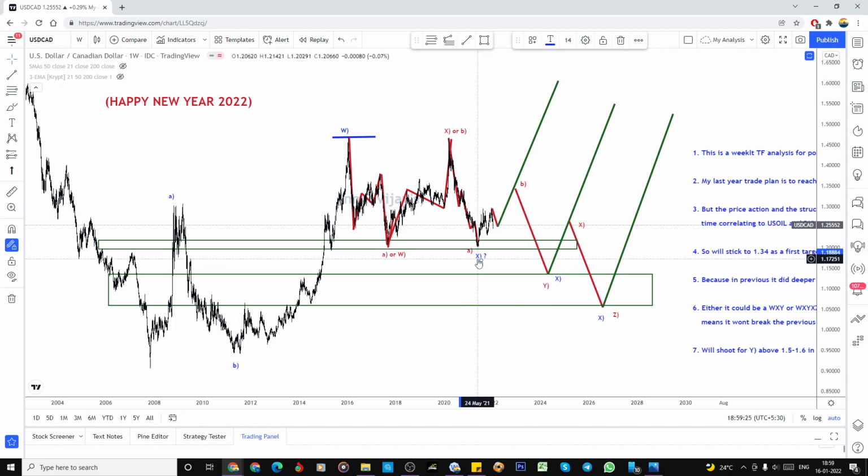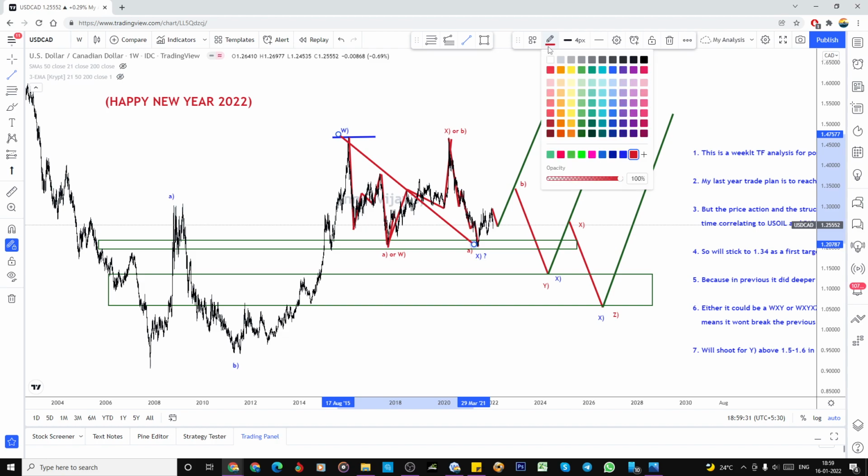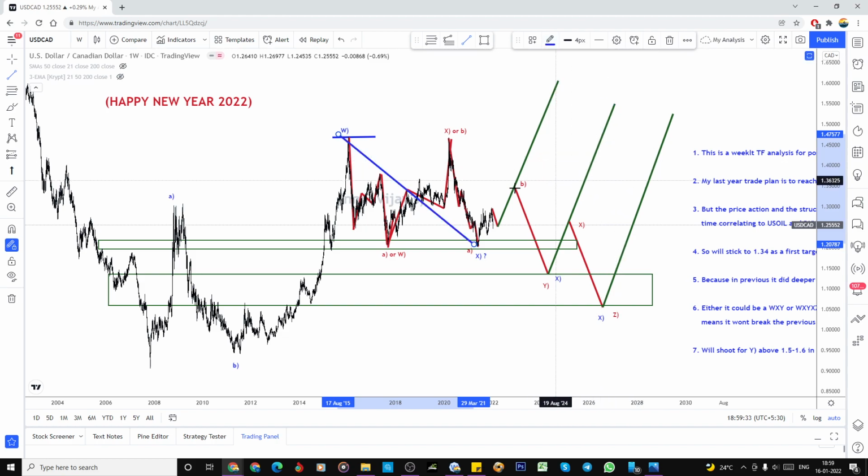If this is the connecting wave, it's one impulsive wave that is called A. We can mark it in blue color. This is the A, right? So we are in the connecting wave.